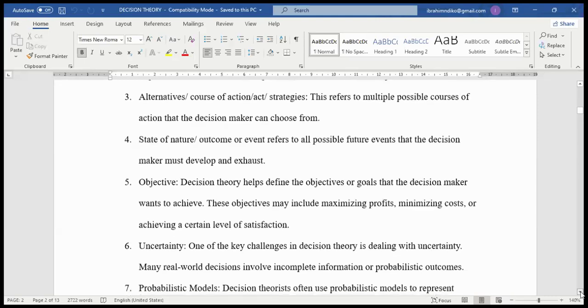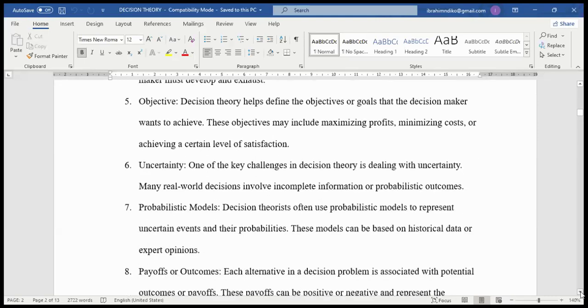Let's go to the next, objectives. Now, decision theory helps define the objectives and the goals that the decision maker wants to achieve. So decision theory will help the decision maker to identify the objectives and goals that he or she wants to achieve.